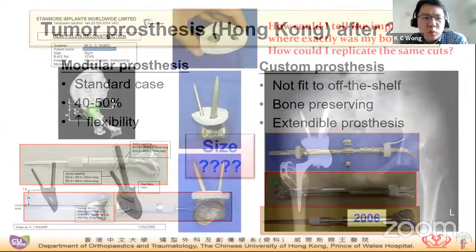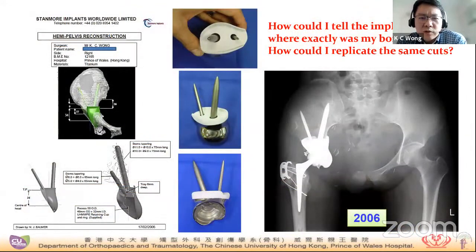When we started with some areas, there was no off-the-shelf implant, like the pelvic implant. One of the issues at that time was that it was really difficult to communicate with the implant engineer. Where exactly was my bone cut? The communication was just on 2D X-ray images or a screenshot of a CT scan. You just say this is only 1.7 cm, so the engineer doesn't actually know where we want to cut, and it is difficult to tell them.